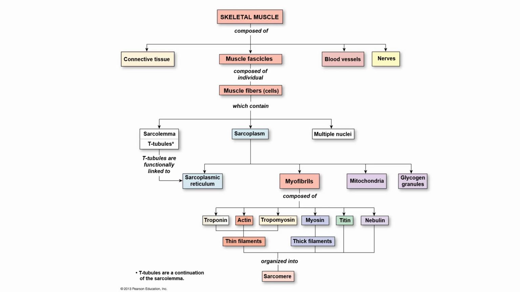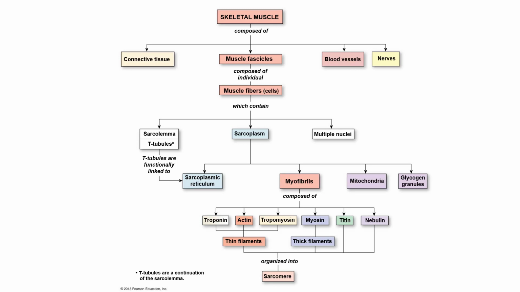All skeletal muscle is comprised of connective tissue that holds the muscle together into the fascicles, as well as holds it onto the bone or around the bone in its various spots in the body. We have blood vessels and nerves that are going to run through that skeletal muscle, and then we have the actual skeletal muscle itself, what we call the muscle fascicle.